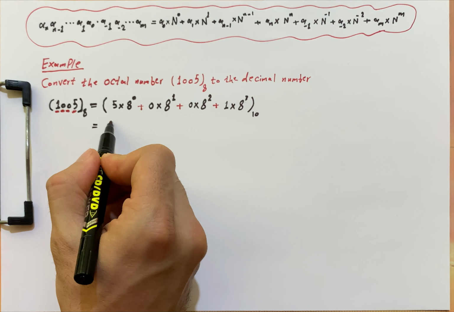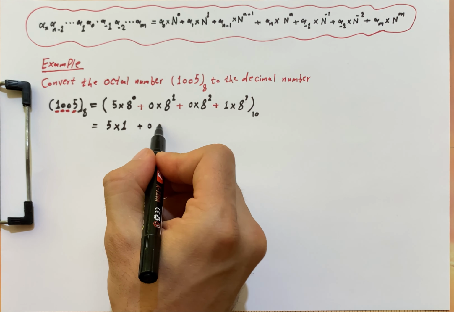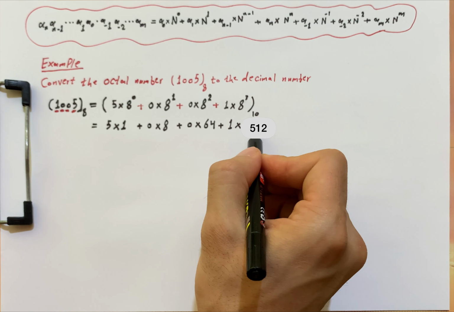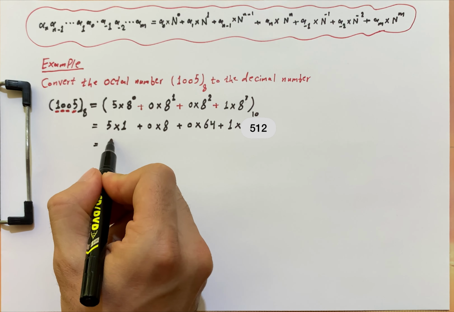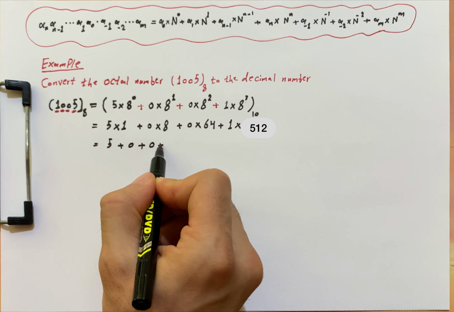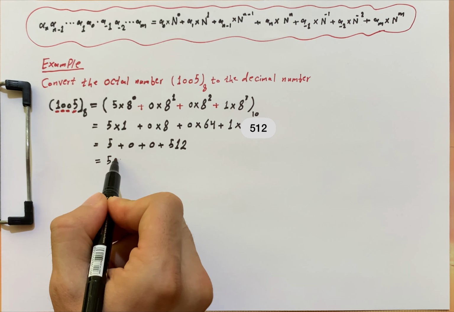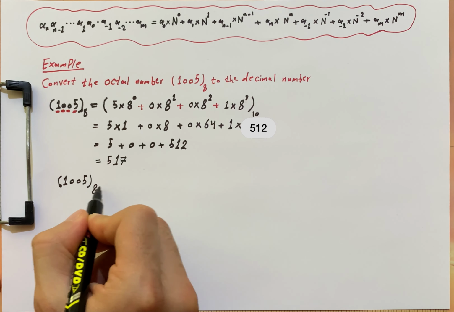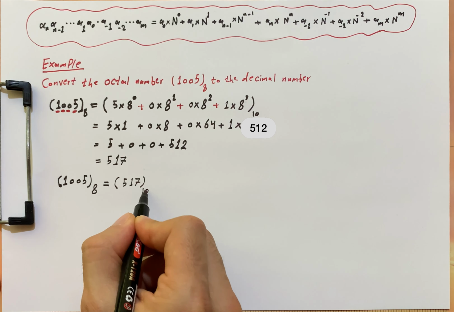This is equal to 5 times 1 plus 0 times 8 plus 0 times 64 plus 1 times 512. This is equal to 5 plus 0 plus 0 plus 512, equal to 517. So the number 1005 in octal is equal to 517 in decimal.